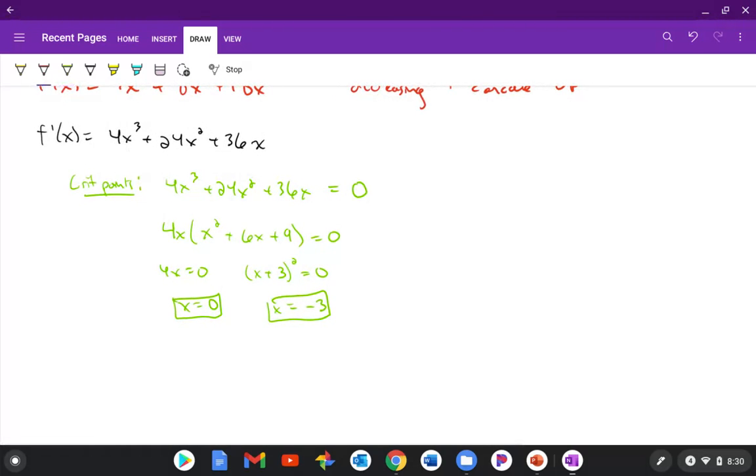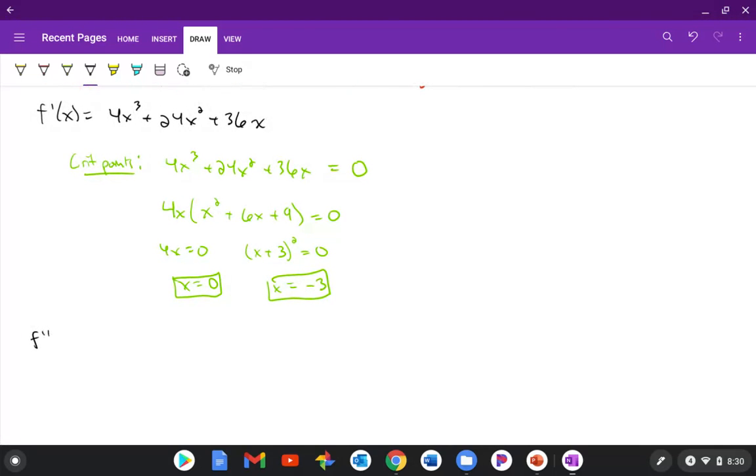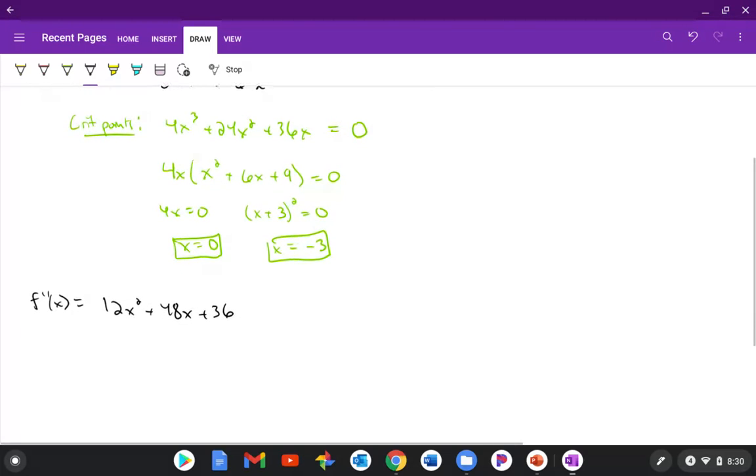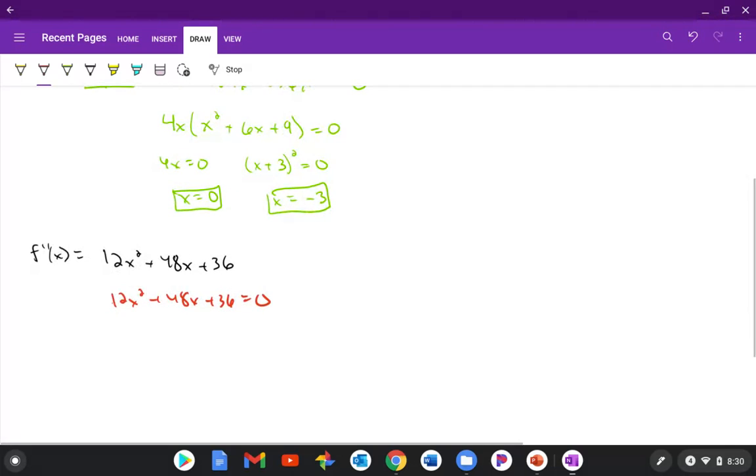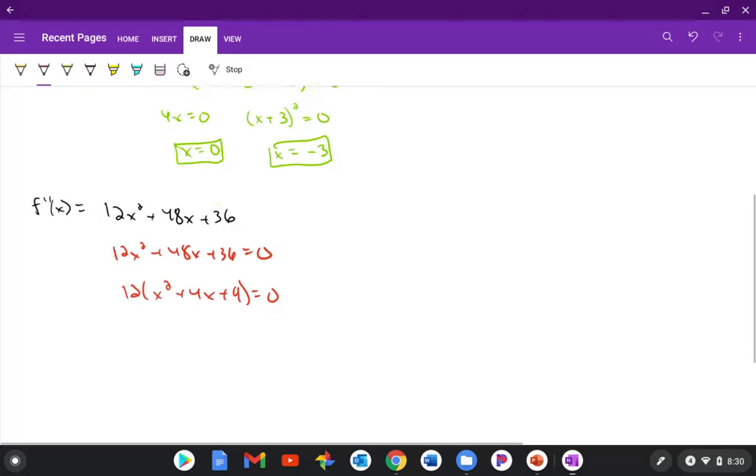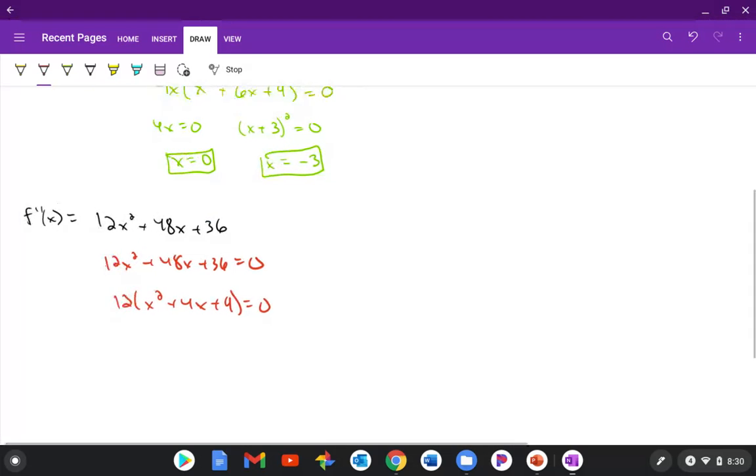Let's go ahead and then find our inflection points. For that, we need to take a second derivative. That's going to be 12x squared plus 48x plus 36. And then we'll set that equal to 0. For that one, we can pull out a 12. We're left with x squared plus 4x plus 9. We can then factor this.